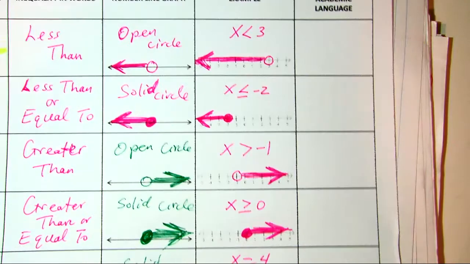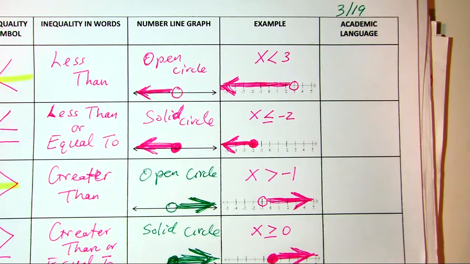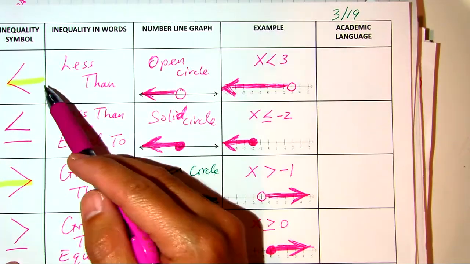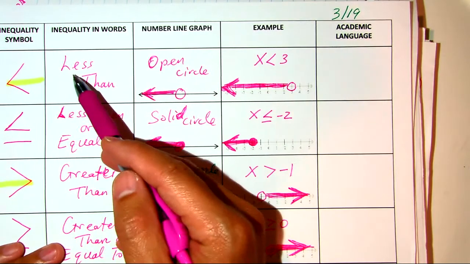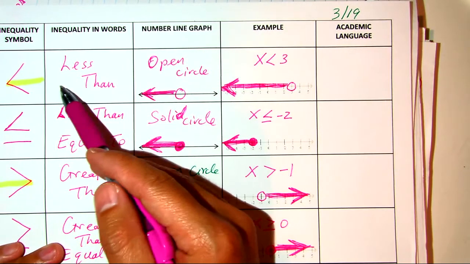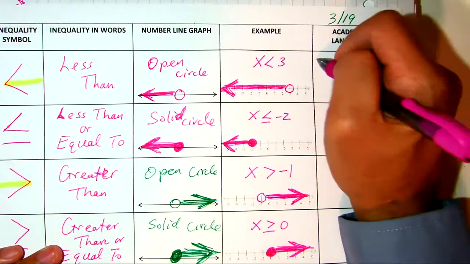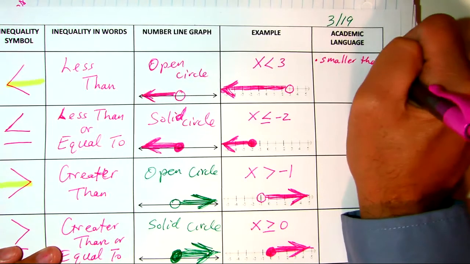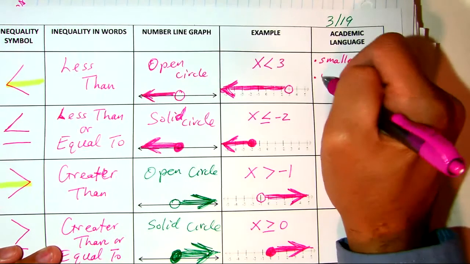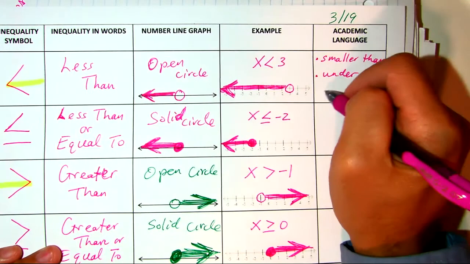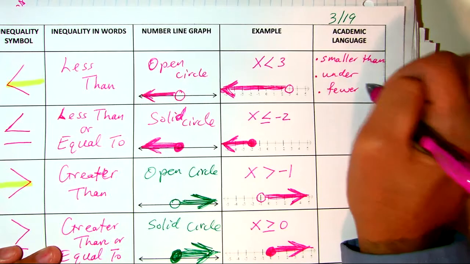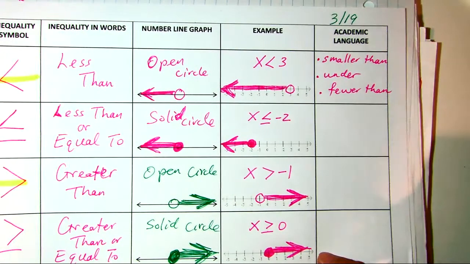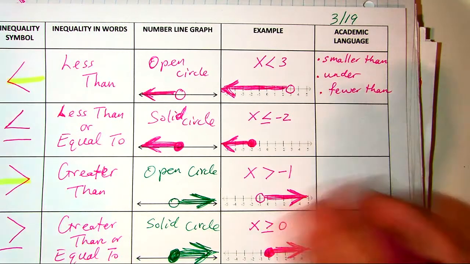Right. Now let's go over the academic language for each inequality symbol. In general, we call this less than, but we have other terms to describe less than. One, we can say smaller than. You can say under, or fewer than. There are more to this academic language, but we can just go over a couple.